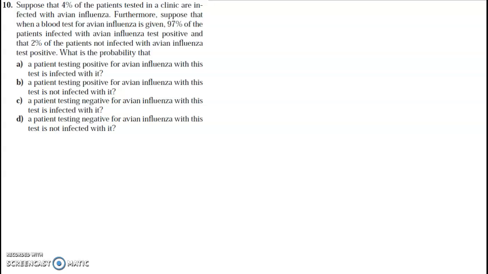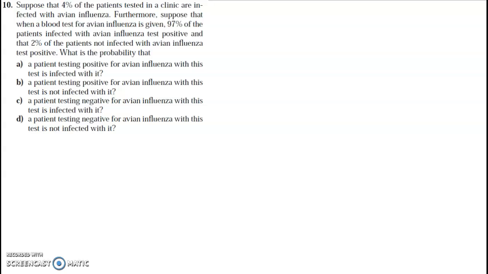All right, so this one I'll try to do. Let's actually create the tree diagram again. Again, we can't go anywhere further than making the tree diagram for the Bayes theorem. All right, so suppose that 4% of the patients tested at a clinic are infected with the avian influenza.